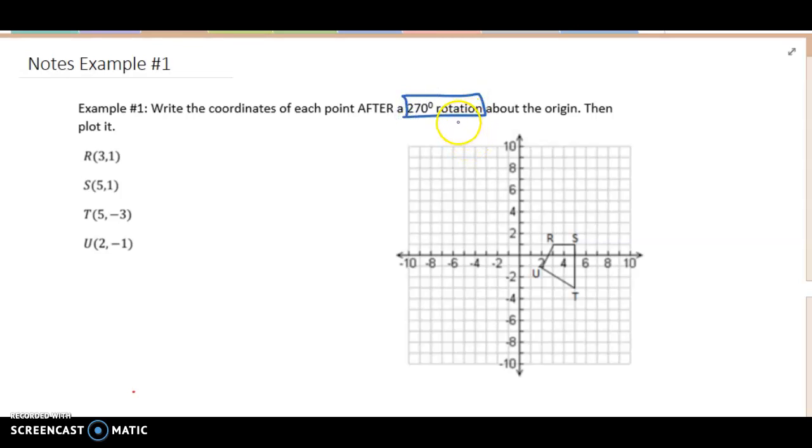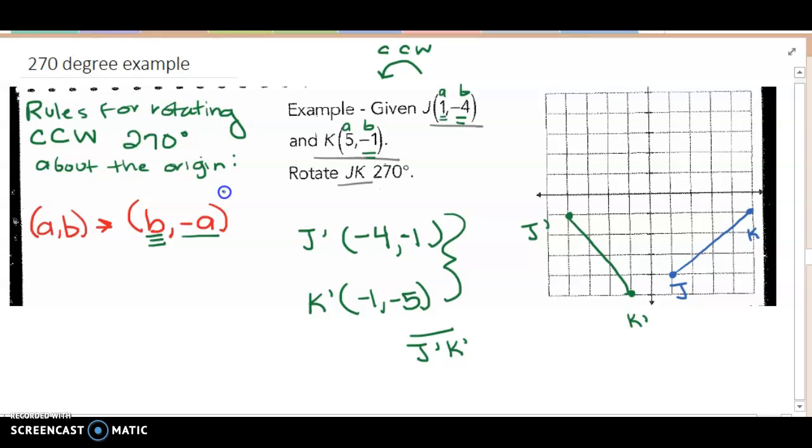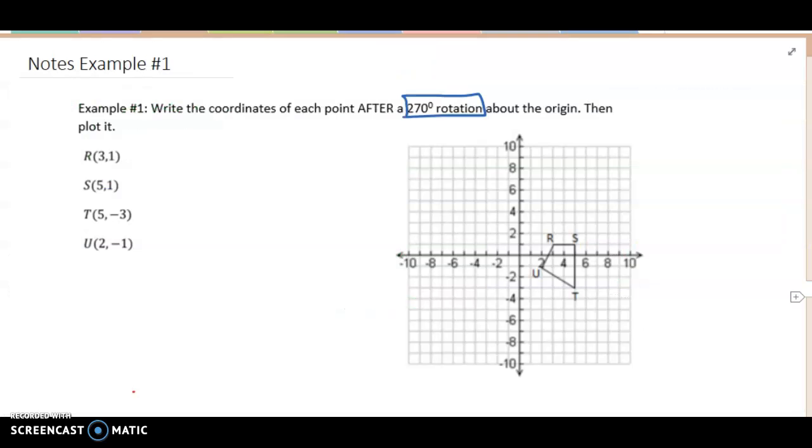Now what you need to do is go back to your foldable and find the rule for a 270-degree rotation. All right, so your rule for 270-degree rotation per your foldable is (a, b) goes to (b, negative a). So I'm going to write that here: (a, b) goes to (b, negative a). On each one of these, this is my a, this is my b.